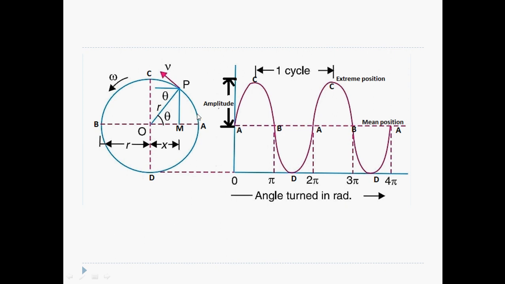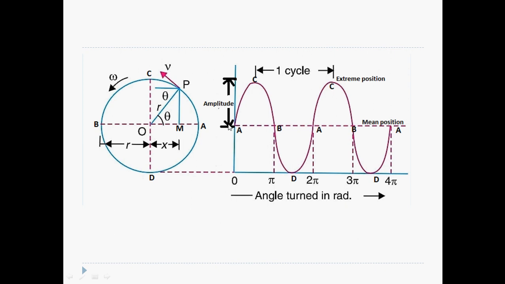Then as time increases, this particle will be moving from A to C, and C is the extreme position. So it has moved pi by 2 distance. This is the position C. After that, it will be moving from C to B, that is from pi by 2 to pi, and again from pi to 2 pi. So this will be one cycle, from A to A, and this is the mean position, and these are the extreme positions.